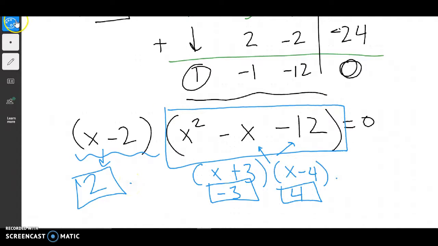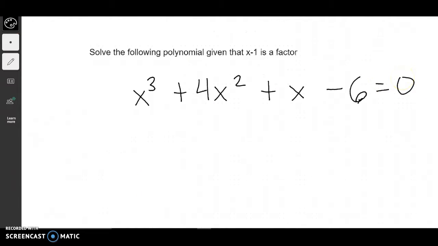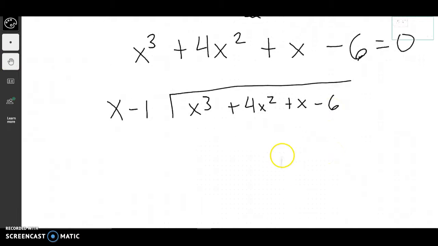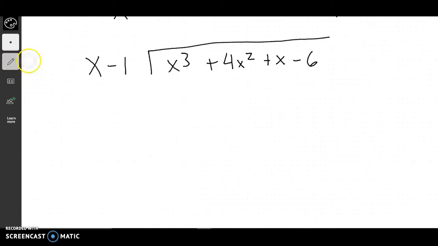Let's do one more example. Okay, let's say we were given this. This time, our factor is x plus 1. So again, we want to divide this thing, but I don't want to use long division because that would take a while. You can, but I would not like to. So we're going to do the exact same thing we did before. What would make this thing equal 0? That would be -1. And then we pull out the coefficients. So 1, 4, 1, -6.